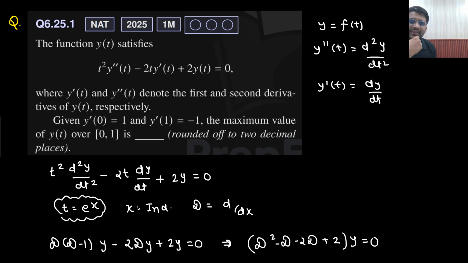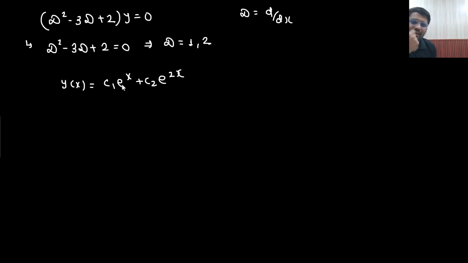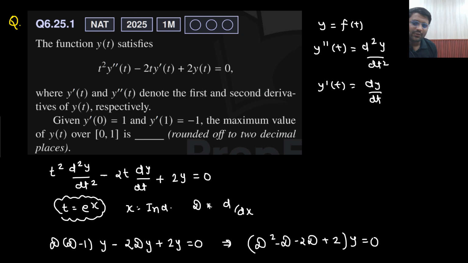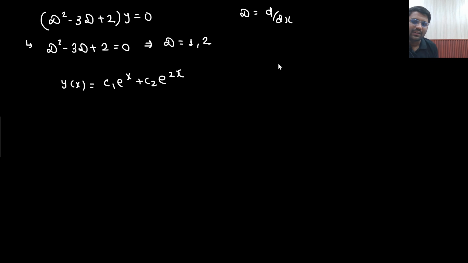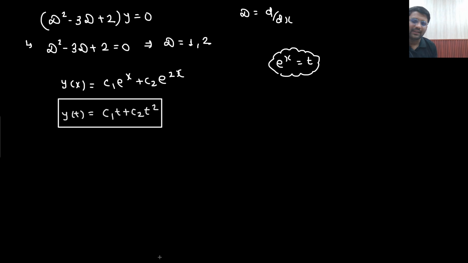Understandable? Now what is the scenario? Now the scenario is that what we have assumed is e to the power x equals t. This is the assumption that we have made. So here we need to put y as a function of t, which is coming out to be C1t plus C2t square. This is the answer that we have.